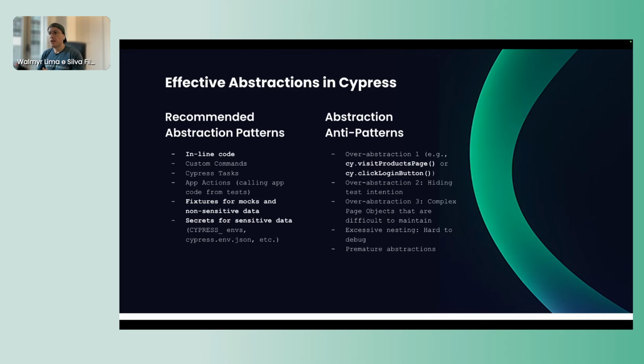You can use what is called abstractions, which is calling the app code from the tests. This might need some effort from the development team to add the testability so you can call the app code from the tests. But this is a very powerful way for you to create the state that you need, to create optimized tests where you don't need to spend a lot of time doing things through the UI just to reach a specific state to test a specific scenario that you want.